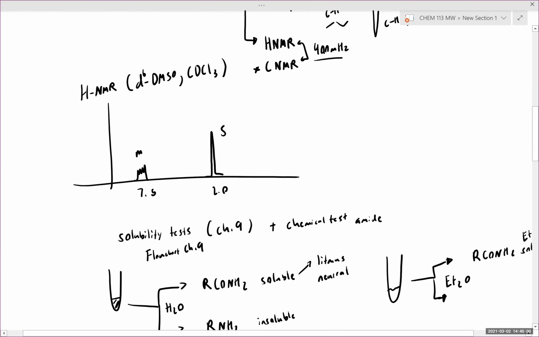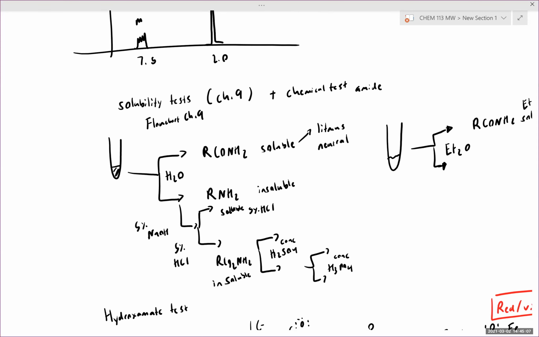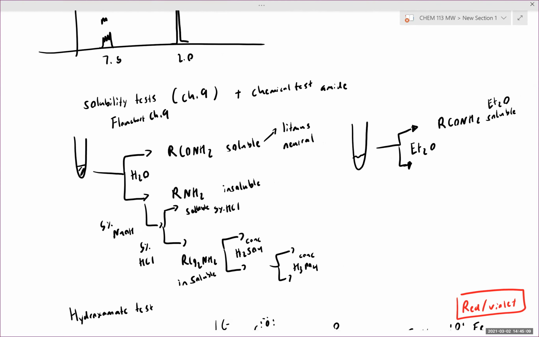Now, in addition to spectroscopic data and melting point, this is the first example where we apply solubility tests. This is found in chapter 9 of your book. You'll see a characteristic flow chart in chapter 9. You're going to need to read the entirety of chapter 9 to be familiar with the chemical tests utilized and to be familiar with this solubility flow chart. We'll talk through each of the chemical tests and solubility tests and talk about the goals of these solubility tests.